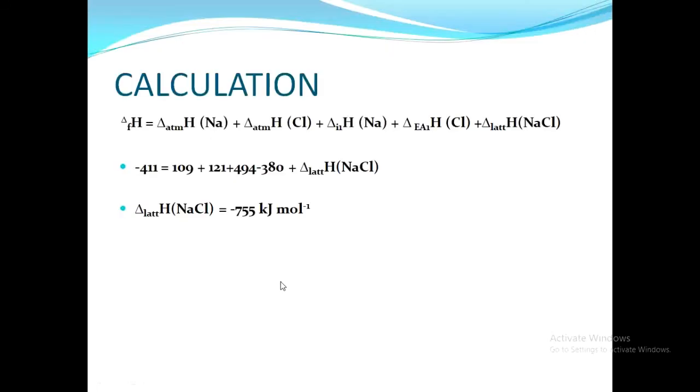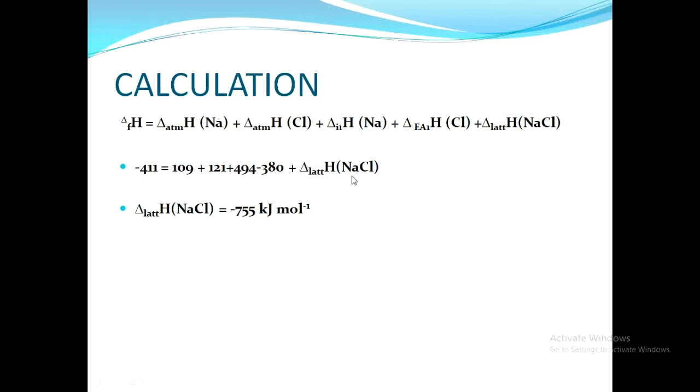Putting all the data together, the direct route is equal to the indirect route, so the enthalpy of formation is equal to the enthalpy of atomization of sodium plus the enthalpy of atomization of chlorine plus the first ionization enthalpy of sodium plus the first electron affinity of chlorine plus the lattice energy. The enthalpy of formation is given, the enthalpies of atomization of sodium and chlorine are given within the data, and the first ionization enthalpy of sodium is given within the data booklet. The first electron affinity is also given within the question, and we have to find the lattice enthalpy.